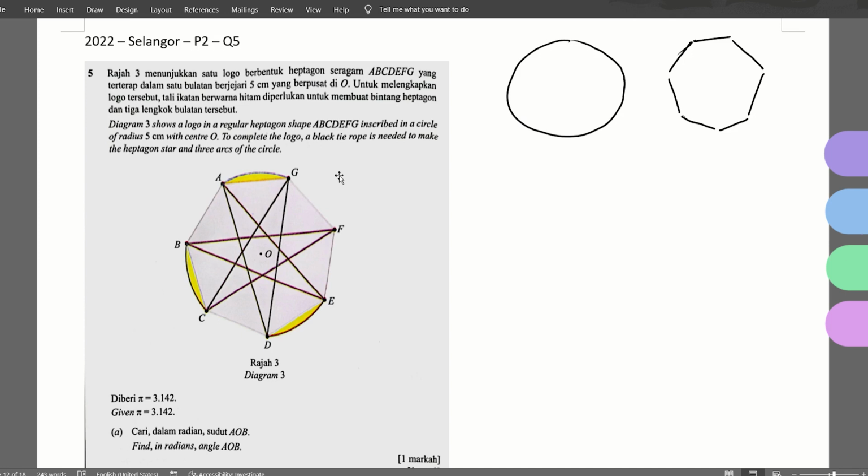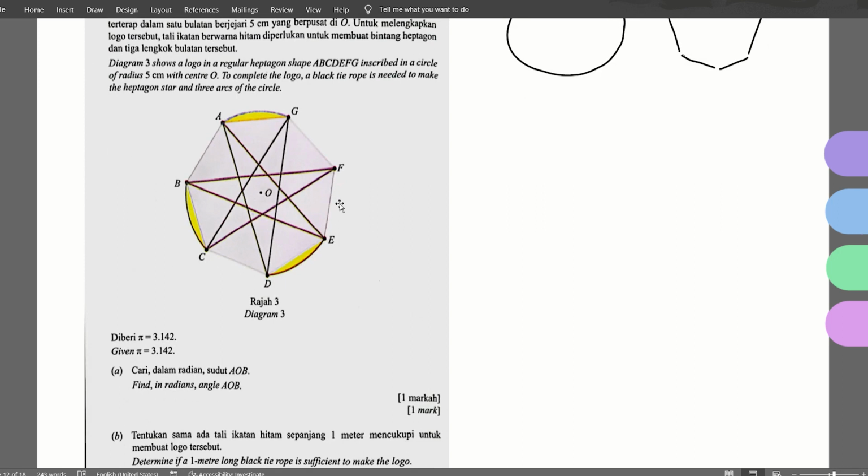Right, so for this video we will look at 2022 Selangor paper 2 question 5, and this question is from Form 5 chapter 1 circular measure. So before we begin, you can have a look at this question and try it by yourself first.